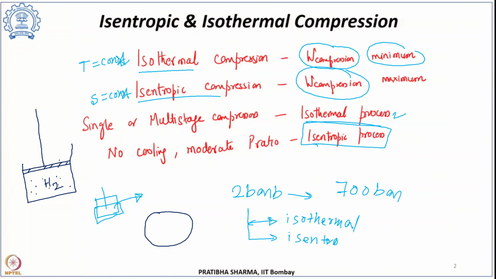When the piston moves in the downward direction, the hydrogen gas will be compressed. That means some work you have to put. The piston cannot move from the upward to the downward direction by itself. You have to put some force here. That's why the piston will come downward and the hydrogen gas will be compressed.